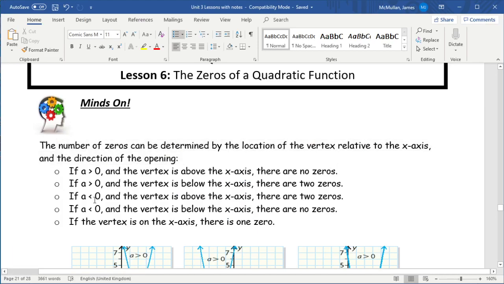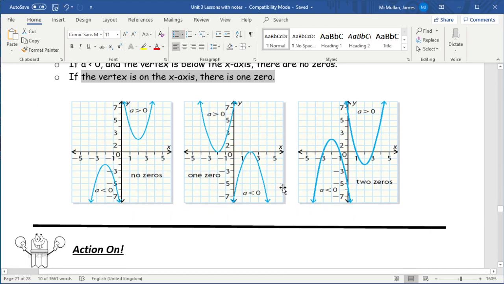So here, this little table summarizes this idea. If a is positive and the vertex is above the x-axis, there are no zeros. If a is positive and the vertex is below the x-axis, there are 2 zeros. If it's reversed, there are 2 zeros and no zeros. If the vertex is on the x-axis, there is 1 zero.